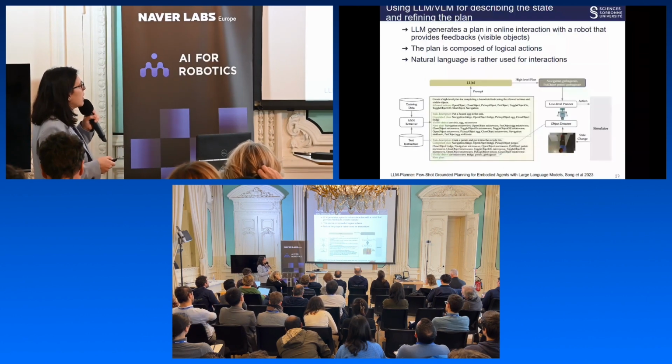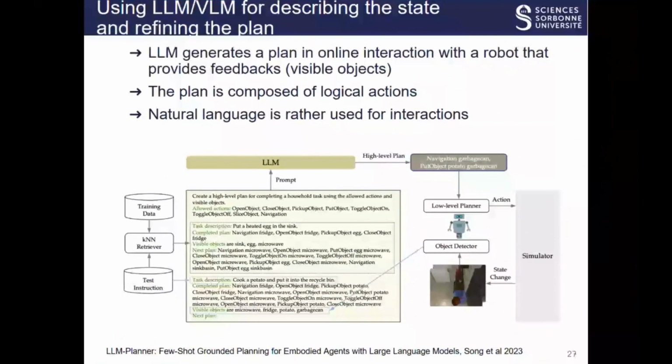So here you have an example of how it works. The model provides us different interactions, and you have this in-context learning example. Then you can refine the prompt according to what is provided by the robot and the object detector, and provide some information to refine the plan, and then provide a new plan according to this.